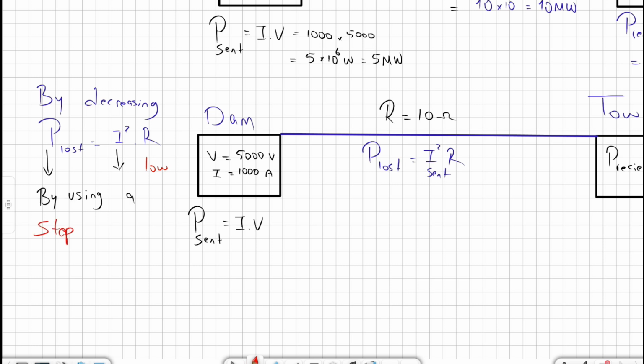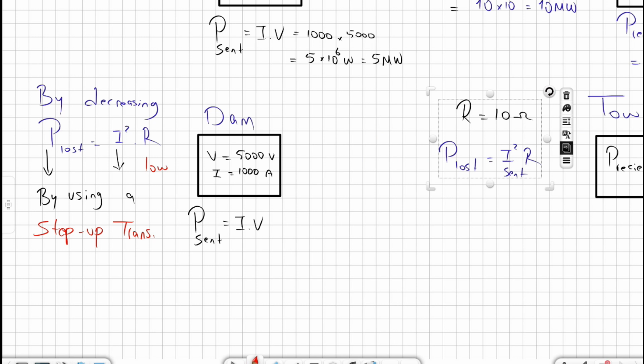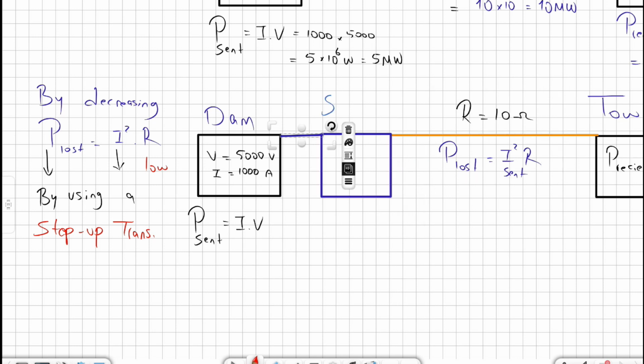So the power loss will always decrease by the square of the amount that we decrease the current. We can decrease the current by using a step-up transformer. We will send this electricity by means of high voltage and low current. Let's have a step-up transformer between the dam and the town. Let us step up the potential difference to 500,000 volts, and let's see what is the current here. The power is 5 times 10 to the power 6 divided by the new potential difference that we will send the current with, which is 5 times 10 to the power 5 volts, and the answer will be 10 amperes.